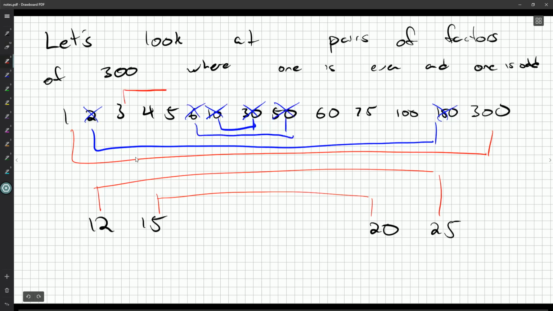So 3 and 100, even and odd. 4 and 75, and 5 and 60. So that's 1, 2, 3, 4, 5, 6 such ordered pairs.